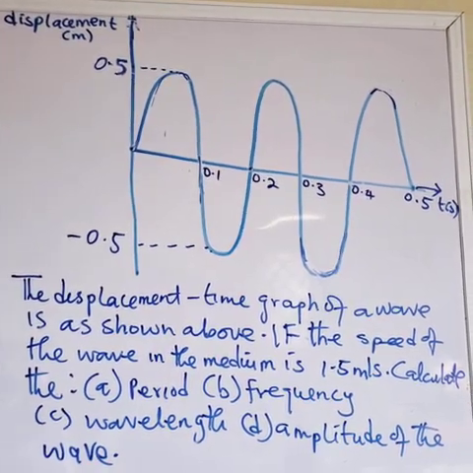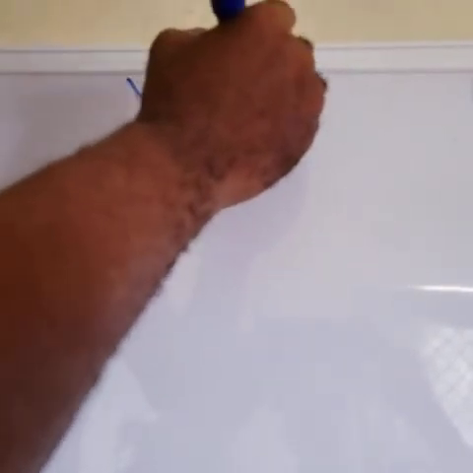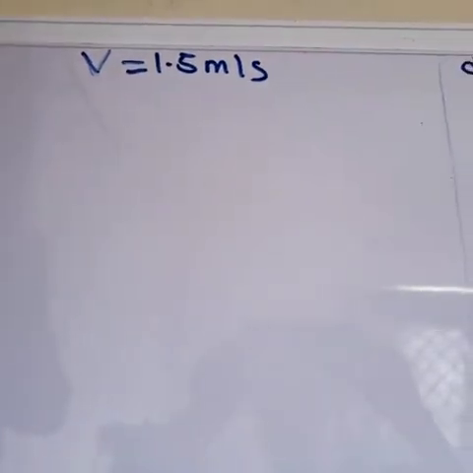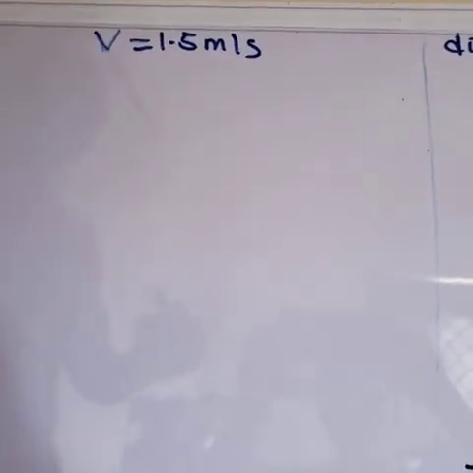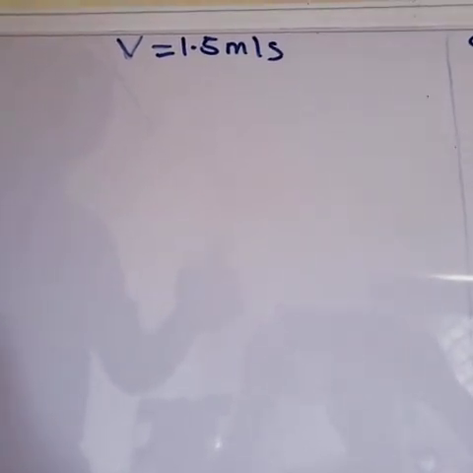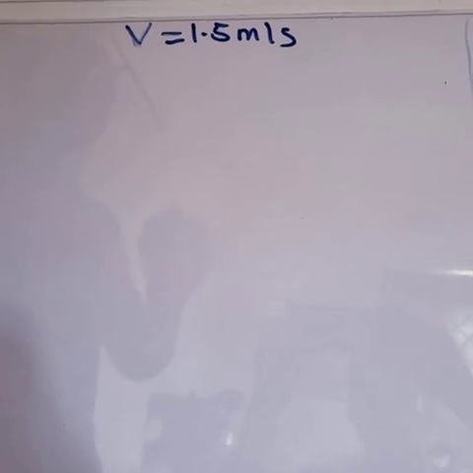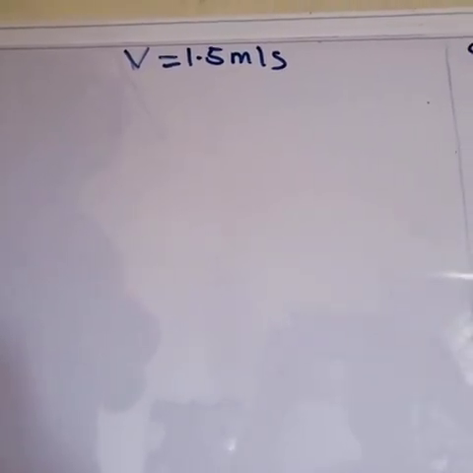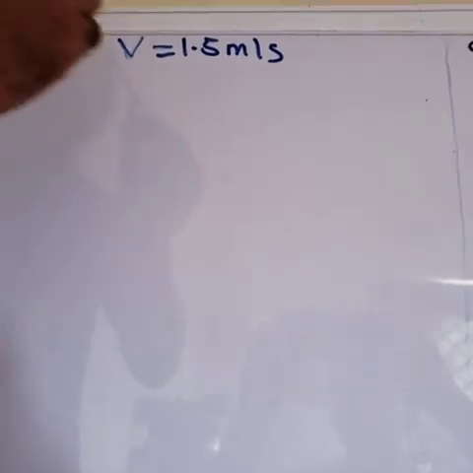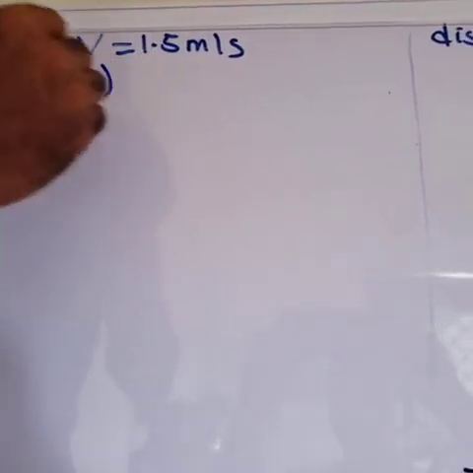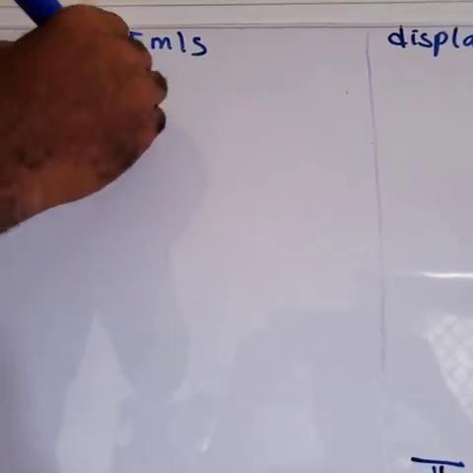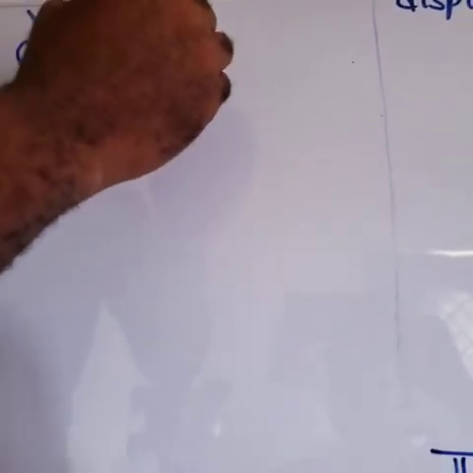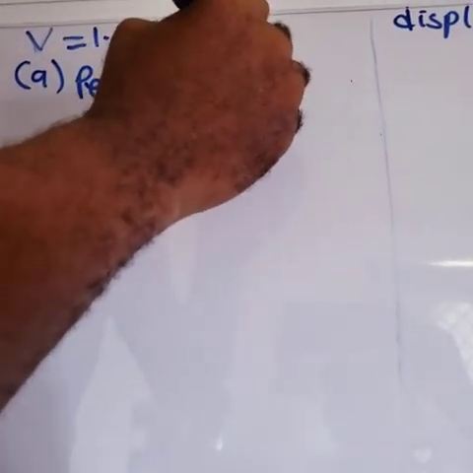Now, to answer such a question, I'm going to start this way. Write out the speed of the wave given to you, 1.5 meters per second, so that you can use it where necessary. Now, there's no rule that says you must find A, B, C, D in order. Whichever one comes easier for you to find first, go ahead and find it. Now, let's start with A. We're asked to find the period. The symbol for period is capital T.